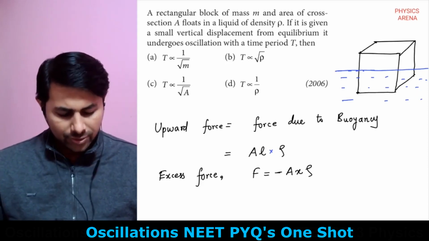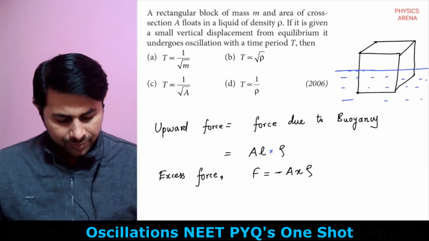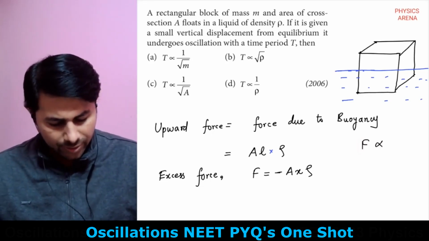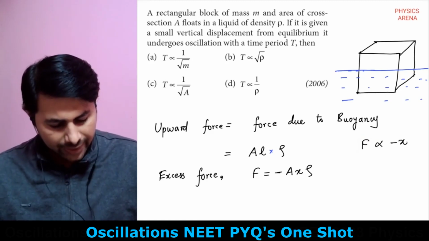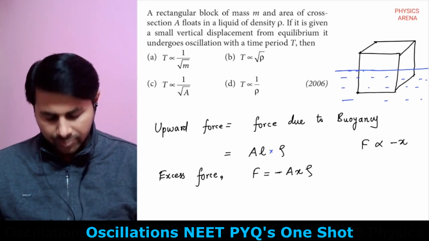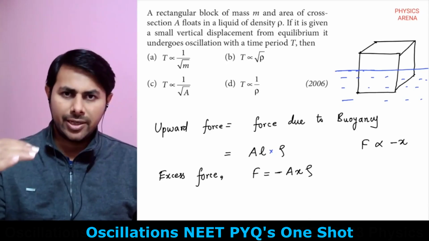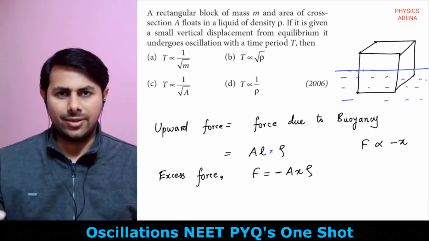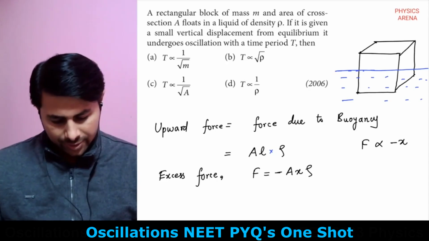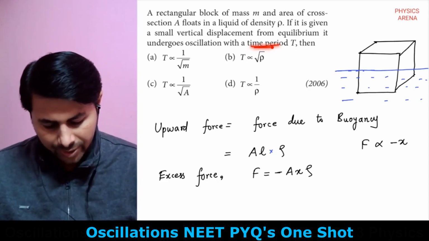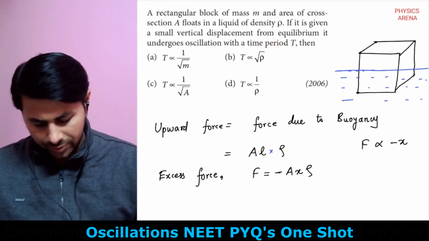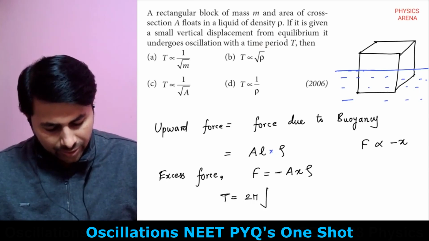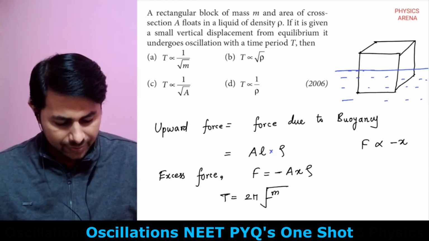Okay. So now this is equivalent to, okay, F is proportional to minus x, right? The more you push, the more excess force there will be due to buoyancy, okay. And because of that it will oscillate, right? So we want to find the time period of that oscillation. So now the time period of oscillation is given by 2 pi square root of m by k.